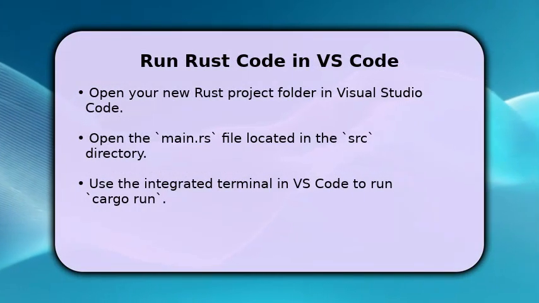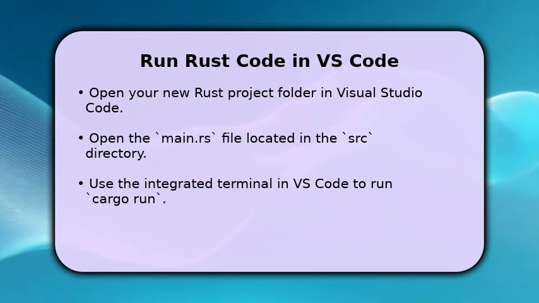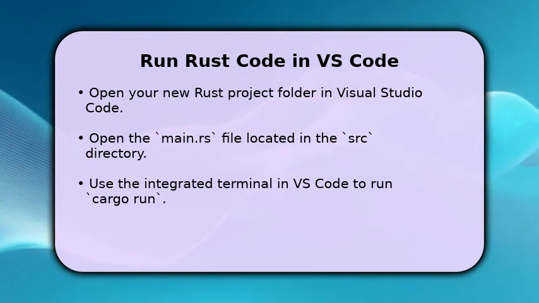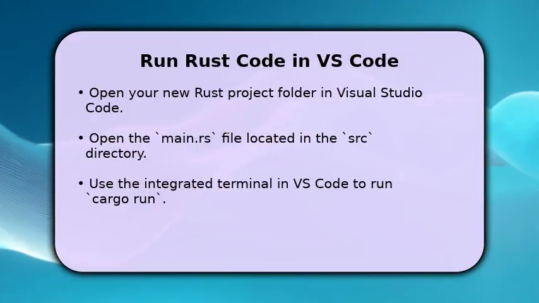Finally, open your newly created Rust project folder directly in Visual Studio Code. You'll see the src folder containing main.rs. Open this file to view the default Hello World code.